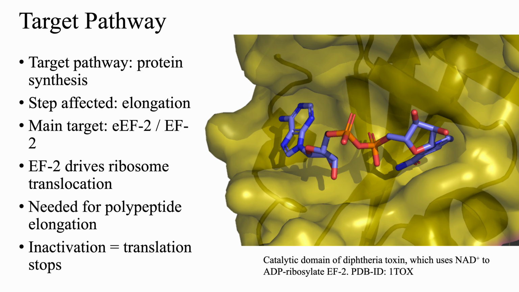Now, what does that mean? As you can see in this image here, this is NAD+ nuzzled in this active site in the catalytic domain. So, the specific biochemical pathway that's affected by diphtheria toxin is eukaryotic protein synthesis. More specifically, the toxin blocks the elongation stage of translation.